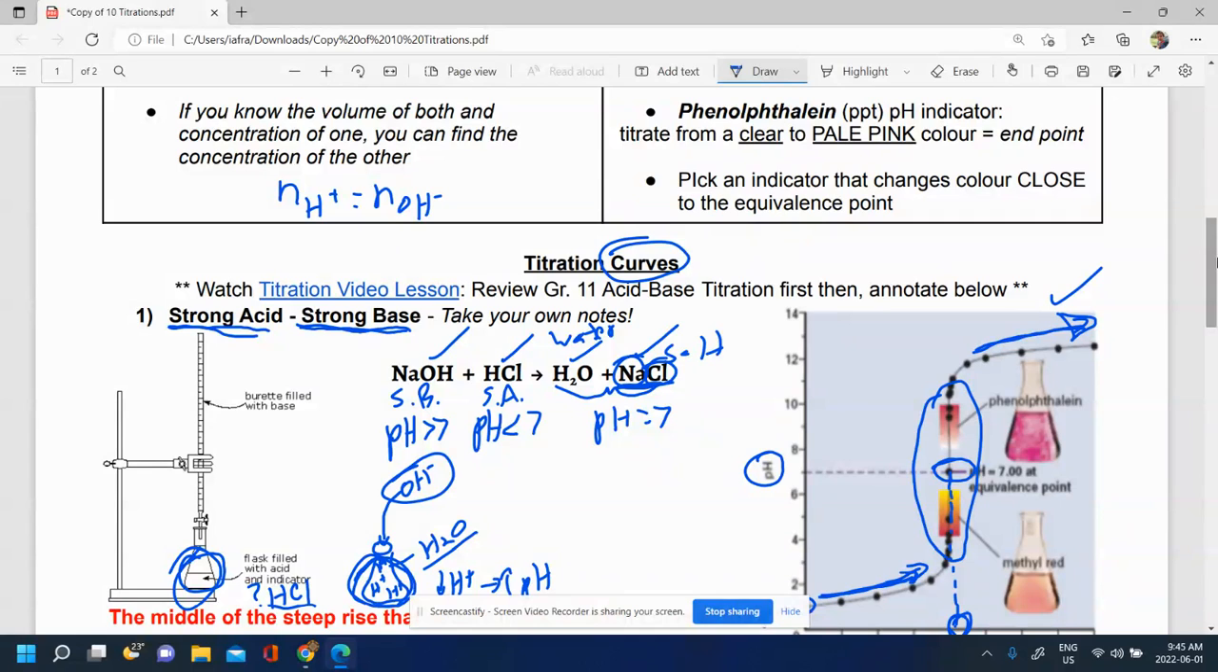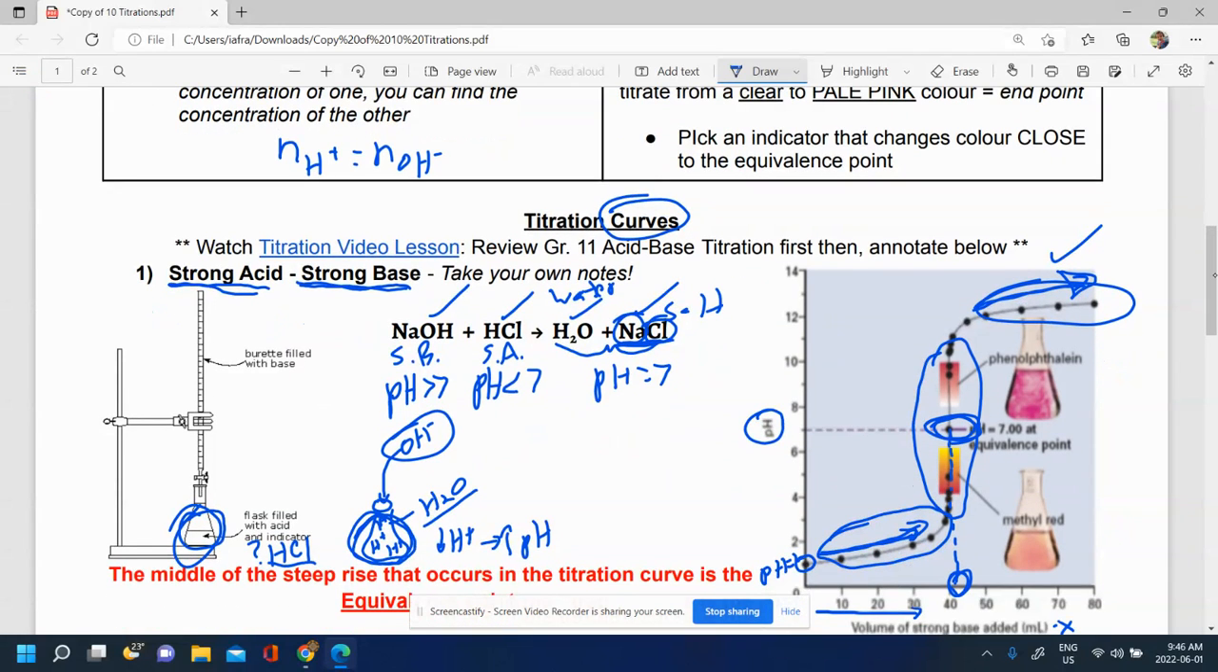So again, we want to aim for this equivalence point. We don't want to be below it, because at that point, not all the acid is reacted. We don't want to be above it, because at that point, we've reacted all our acid and then added too much base, and so we're going to get the wrong answer. We want to be very close to the equivalence point.